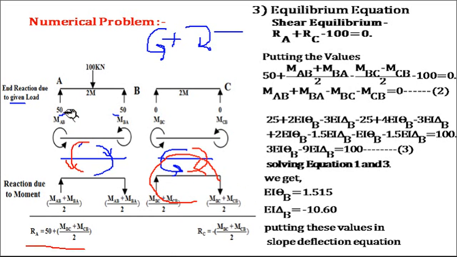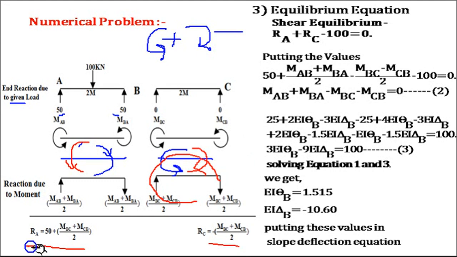So here the reaction is 50 acting upward. So here the reaction due to the movement, it is acting upward, so positive. So 50 plus MBC plus MCB upon 2. Here the reaction at C, here it is 0, but here it is acting downward, so it will be minus. So minus MBC plus MCB upon 2.